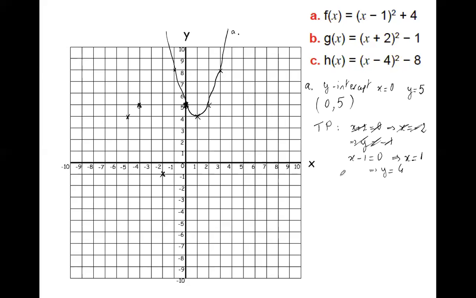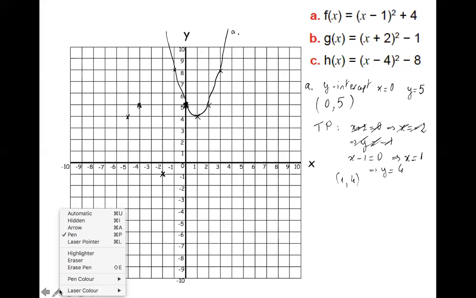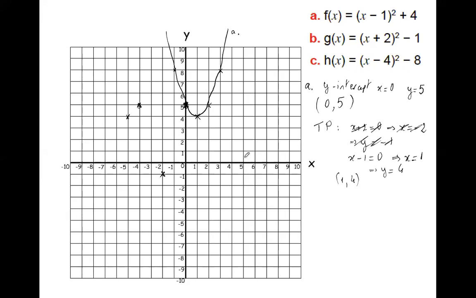So let's try B. So that would be 1 and 4 for the turning point. So I'm going to try B. I'm going to put it in red, and this time we'll try and make sure that we do it correctly. So B, that's red. First of all, when x equals 0, so y-intercept, x equals 0, y equals 4 minus 1, which is 3, yeah? Yep. So 0 and 3.